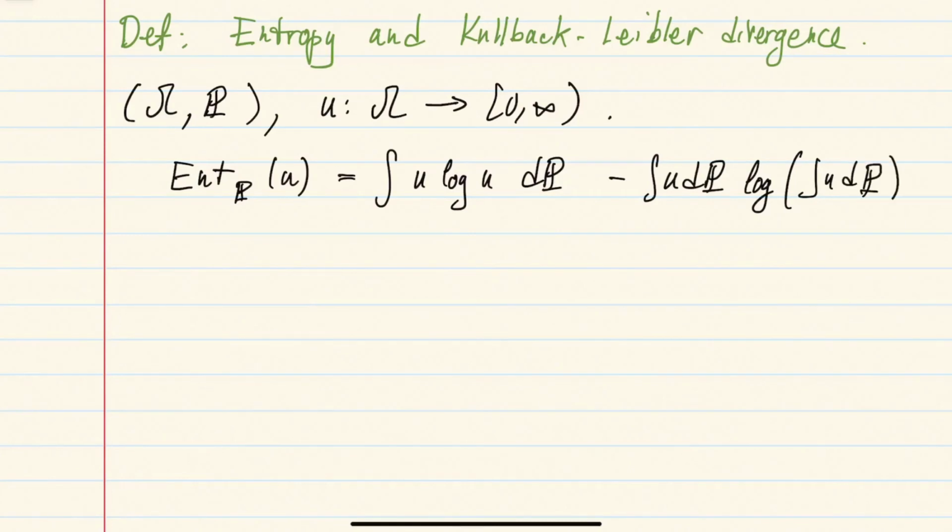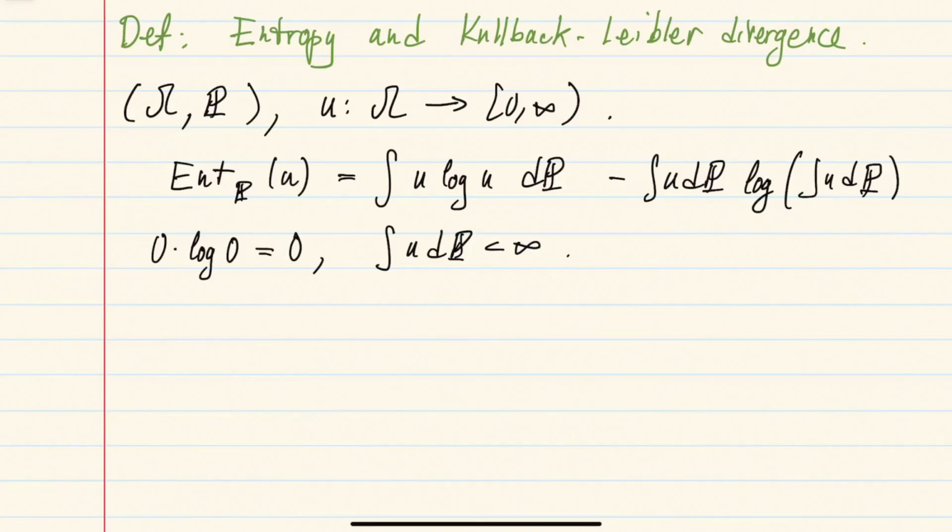Now, here we have some conventions: if the function u is 0, we do not integrate over that part, so 0 log 0 here is understood as 0. And then we can either assume that the first integral, u log u, is finite, or we can assume that the integral of u itself is finite, so that the second term is well defined, and in the worst case the first term might be infinity.